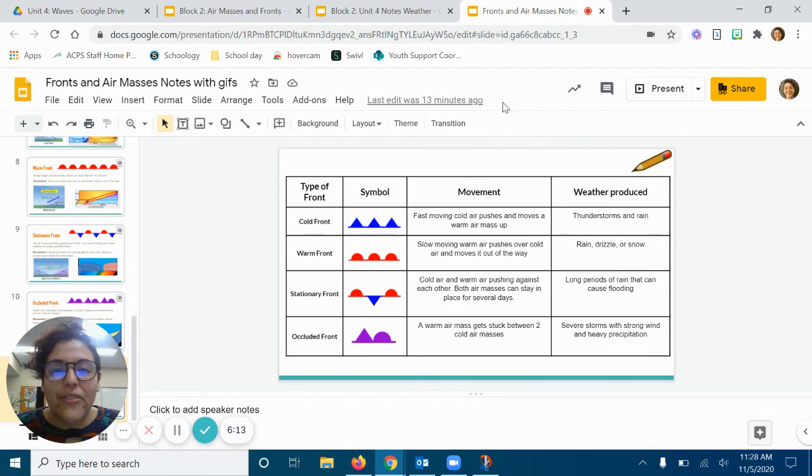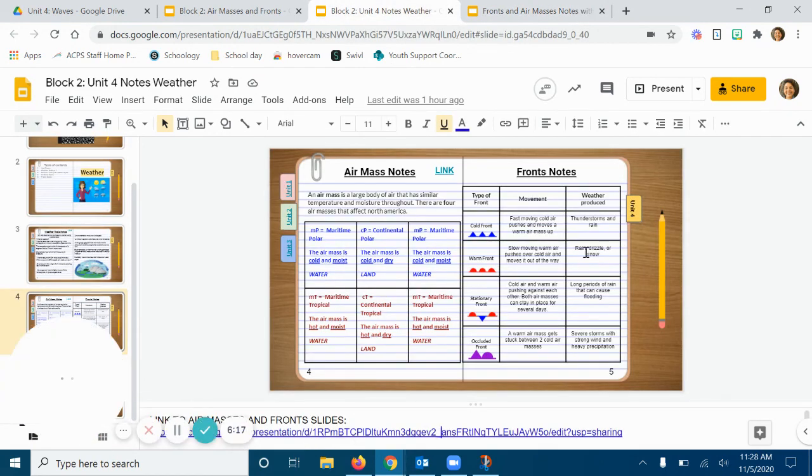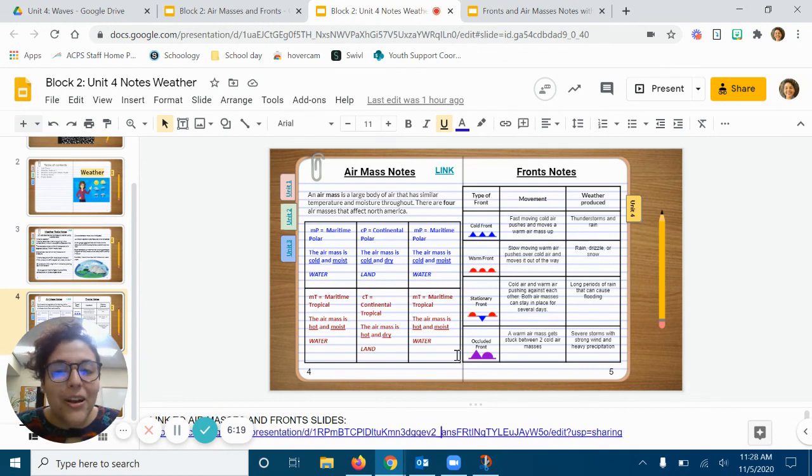So let me know if you have questions. And as always, the notes that I expect in your notebook are in our digital notebook here. You can click present to get a full screen so it's easier for you to copy down.